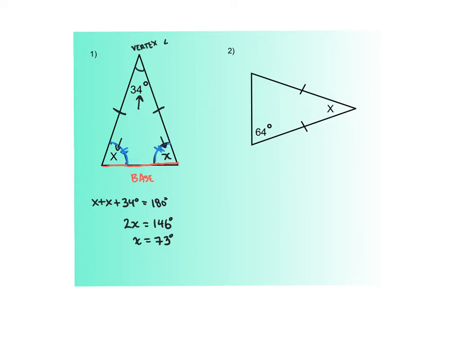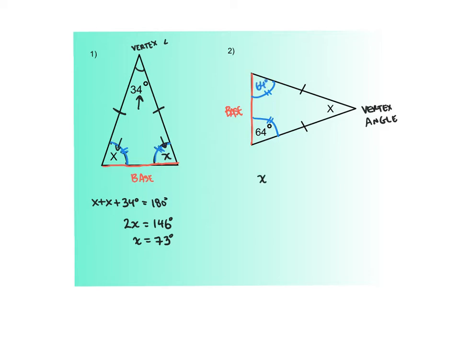Okay, likewise, let's look at number 2 here. Here's my vertex angle. Vertex angle is located between the two legs. That makes this length over here in red, my base. And that makes these two angles my base angles. And of course, two base angles in an isosceles triangle have equal measure.